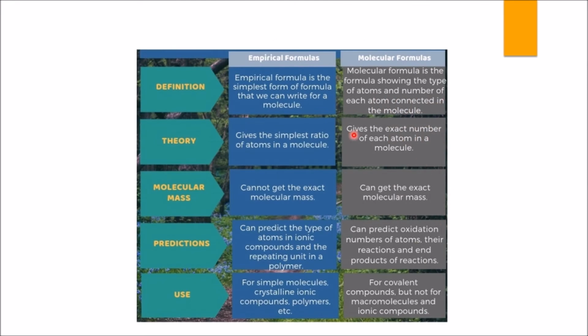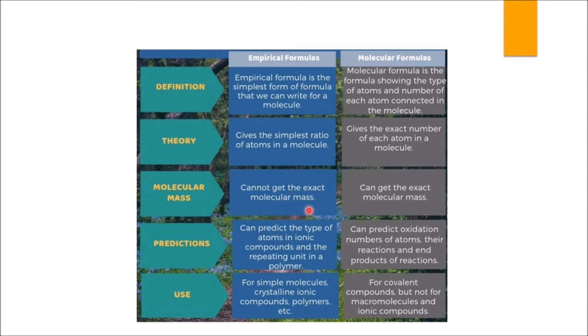Let's look at the differences between the empirical formula and the molecular formula. By definition we know that the empirical formula is the simplest formula, and the molecular formula is the exact formula that tells you the exact number of atoms in the molecule. What is the theory behind empirical formula? It gives you the simplest ratio of atoms, whereas molecular formula gives you the exact number of atoms. Molecular mass: you cannot find out the molecular mass with the help of empirical formula because empirical formula does not tell you the exact number, so you cannot find the exact molecular mass of any compound.